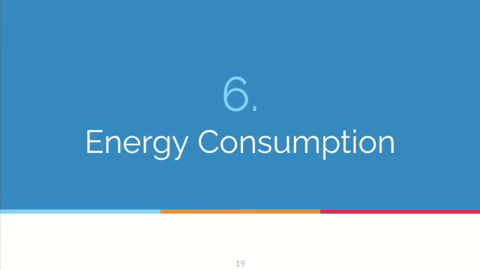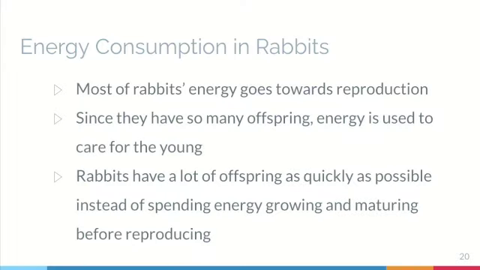Energy consumption in rabbits. Most of rabbits' energy goes towards reproduction. Since they have so many offspring, energy is used to care for the young. However, their young mature very quickly. A lot of energy is also used finding mates. Rabbits have a lot of offspring as quickly as possible instead of spending energy growing and maturing before reproducing. Overall, rabbits have adapted to use the majority of their energy on mating and reproducing.